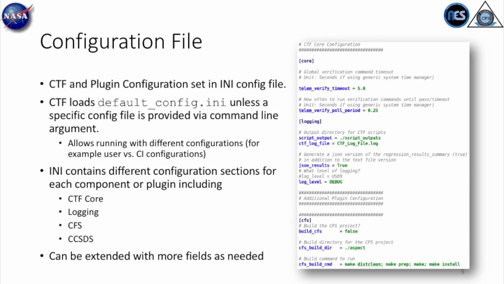The INI file contains different sections for each component or plugin in CTF. For instance, there is a CTF core and logging section that allow users to define core functionality and where the logs should be maintained. Additionally, there are plugin-specific sections that define configuration values for each plugin. For instance, the CFS section allows you to define where your flight software is, whether or not to build the flight software, and other fields necessary for CTF to interact with the flight software. Note that the configuration fields can be extended with more fields as needed, which is useful as new plugins are created or existing plugins are modified.